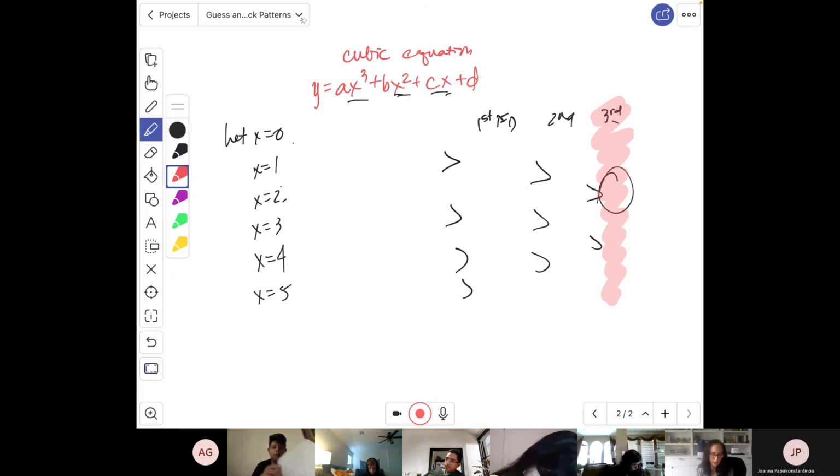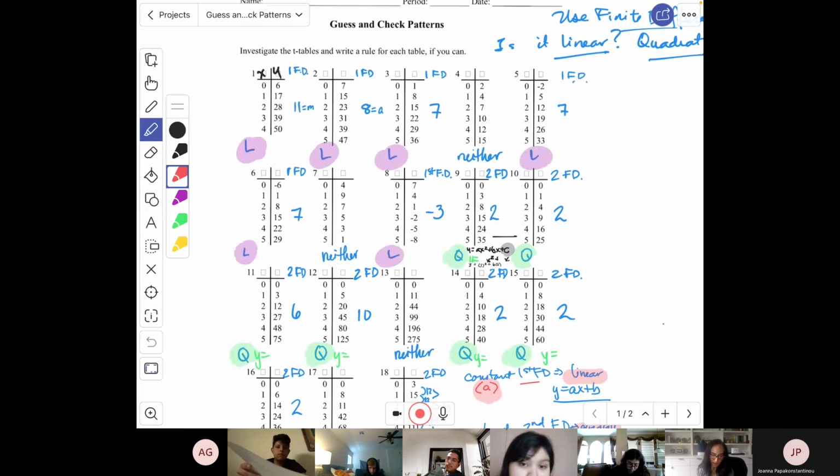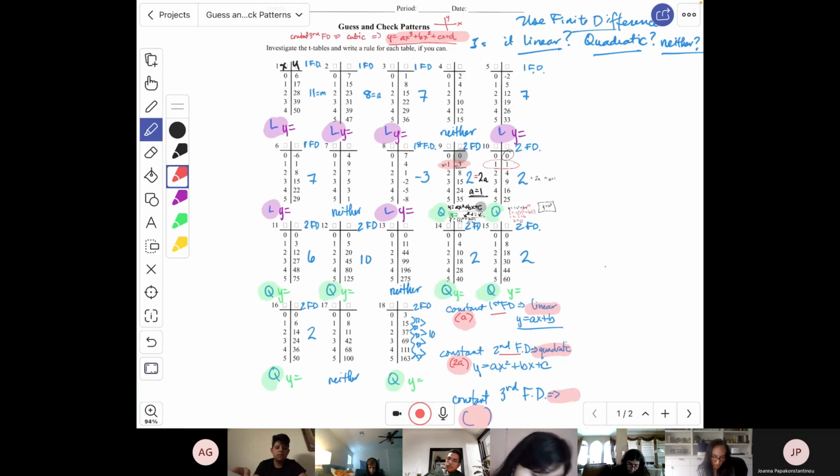So everybody's working on writing rules for the guess and check patterns. When you finish, raise your hand, and by all means, try to figure out what the third finite difference would represent for a cubic, or a fourth finite difference for a quartic, or a fifth finite difference for a quintic. There's a trick, and I will tell you the trick, but not just yet.